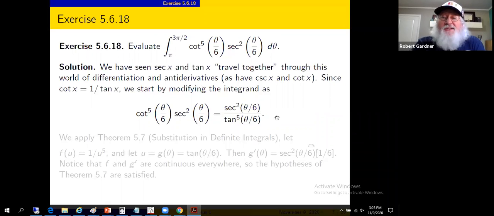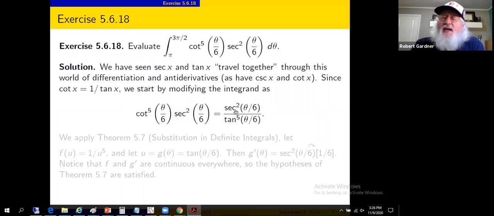I've got other options. I can turn everything into sines and cosines and try that. The fact that I see a secant squared here, that's the derivative of what? Tangent. That's fairly suggestive that I want to use this stuff as the du part. But we can't have cotangents and secants together, so something's got to change. Let's take the fact that cotangent is 1 over tangent and rewrite the cotangent to the 5th as a 1 over tangent to the 5th of the same argument, that theta over 6. Then we'll have secant squareds and tangents together.